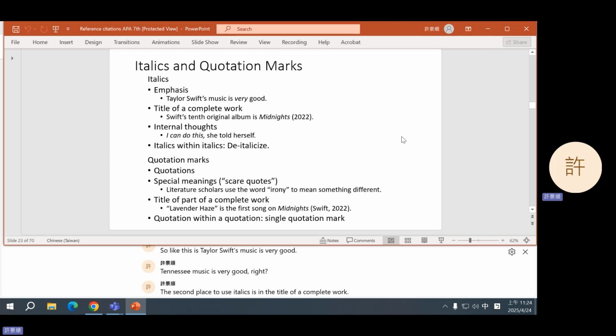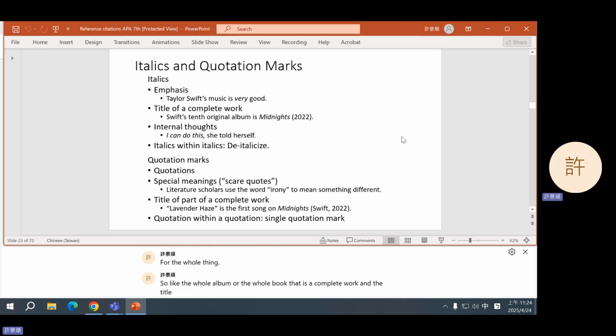The second place to use italics is in the title of a complete work. Some things are part of other things. A song is part of an album. An essay is part of a book. Those are incomplete works. For the whole thing, like the whole album or the whole book, that is a complete work. And the title, you should use italics to present the title. So an album is a complete work. So in this example, the album title, Midnights, is in italics.